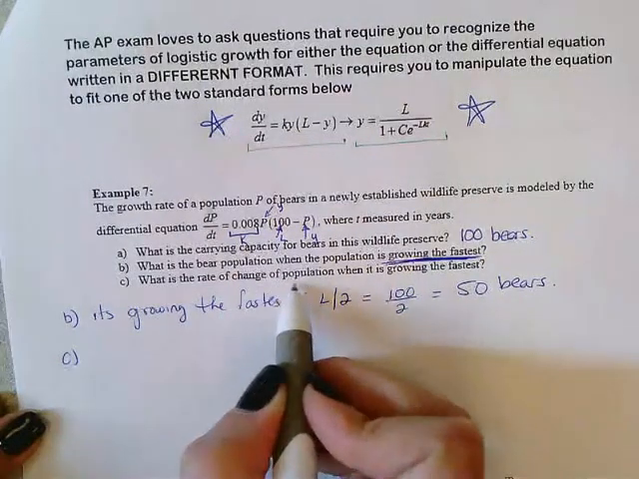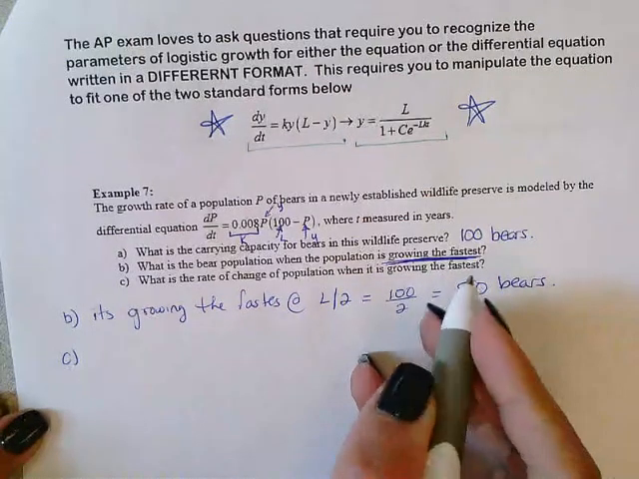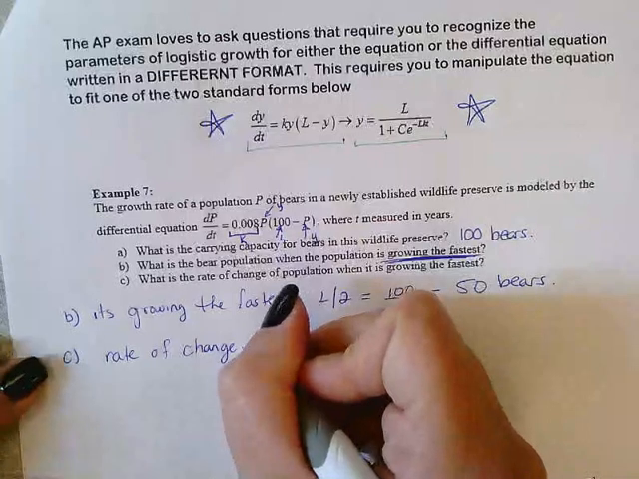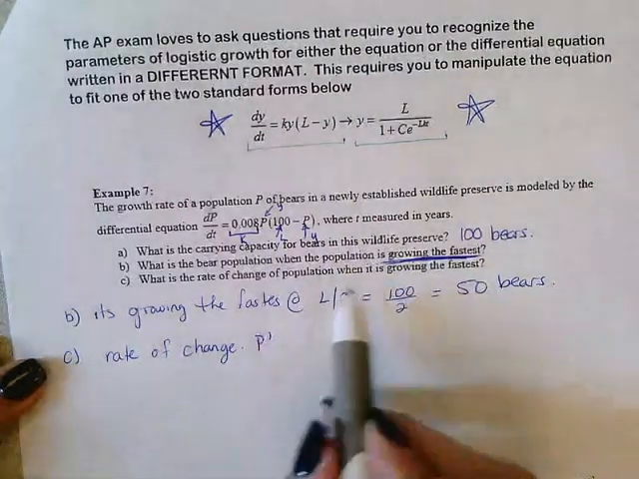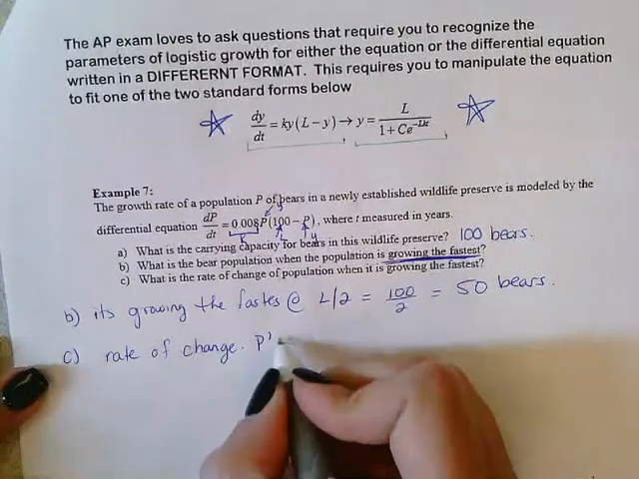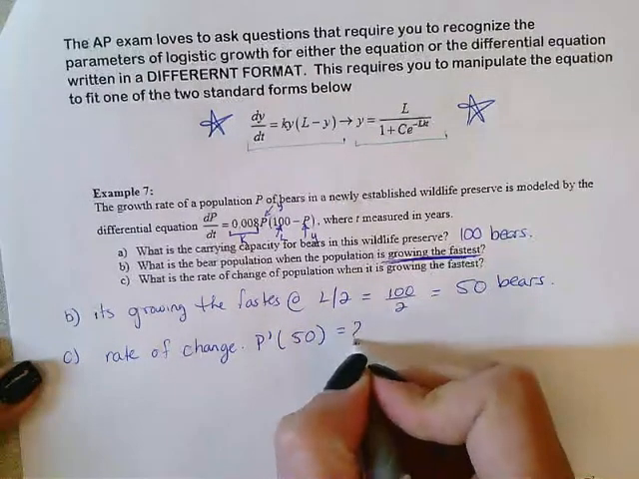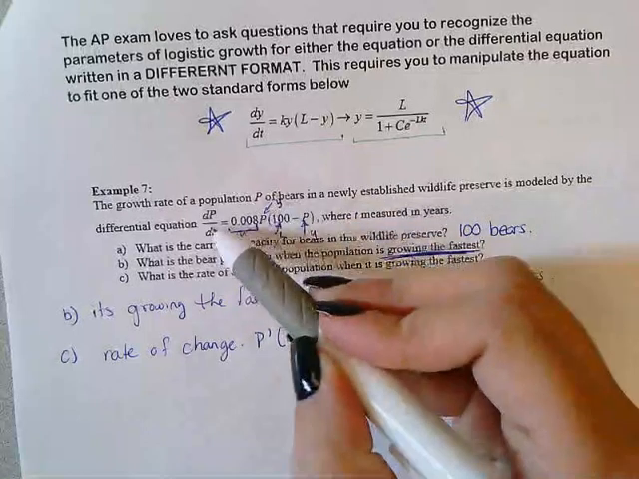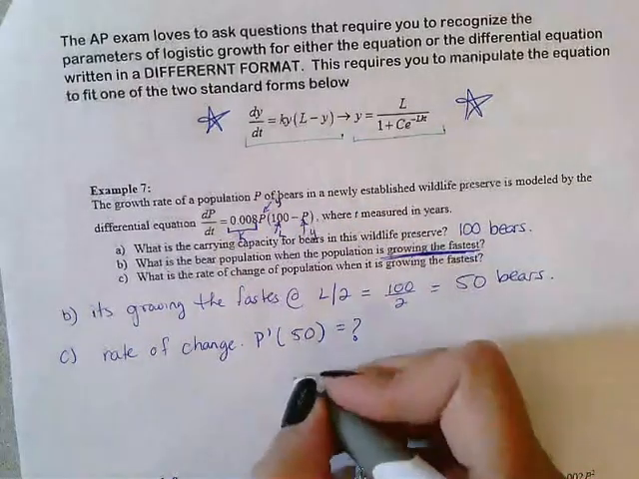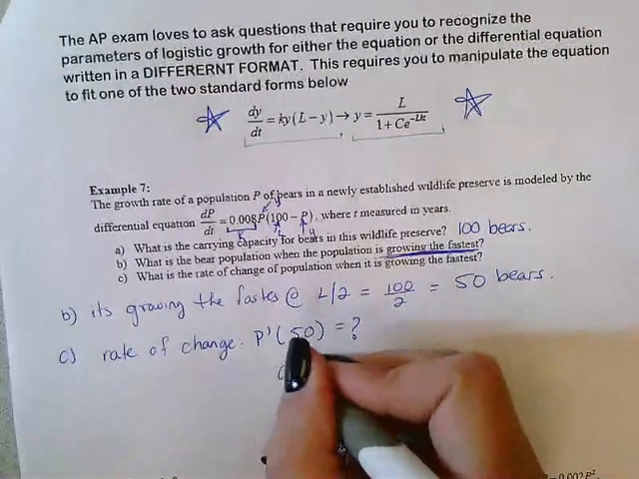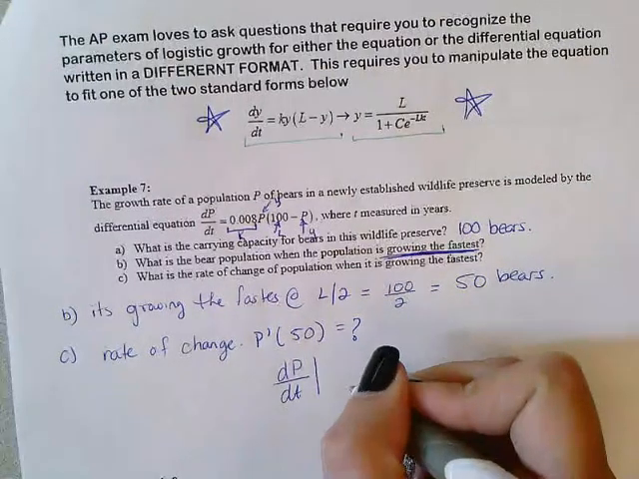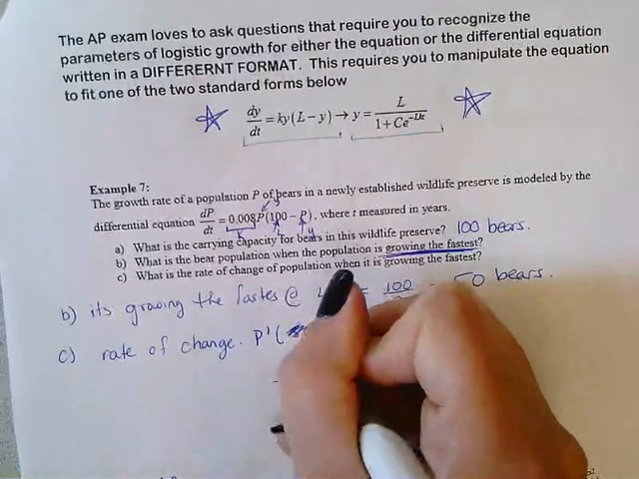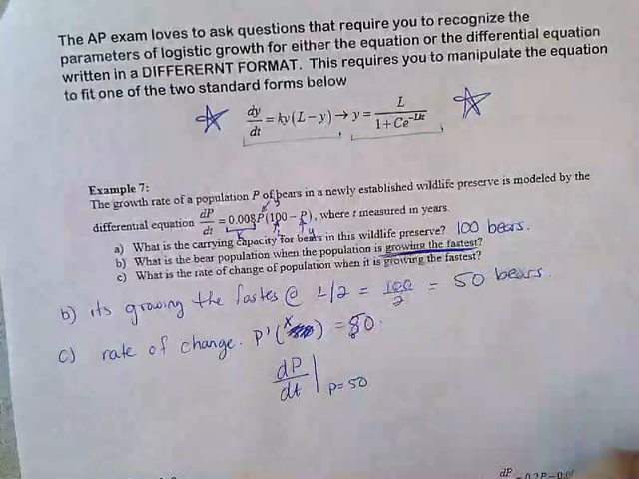Part C, what is the rate of change of population when it's growing the fastest? Rate of change is basically the derivative, right? So it's P prime. So P prime of 50 is equal to what? That's what it's asking. Keep in mind that they actually gave us the differential equation, so they gave us the derivative equation. So really, we just have to use this equation, dP/dt, and let P equal 50.